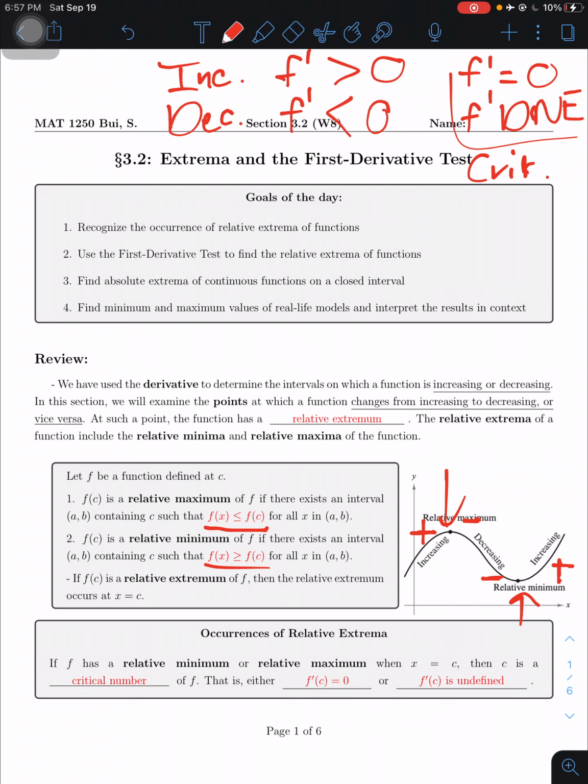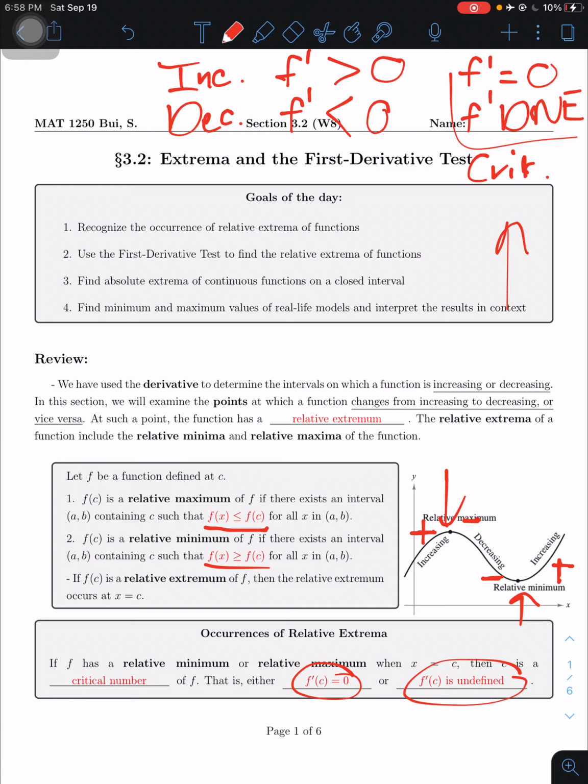Okay, so occurrences of relative extrema: if f has a relative minimum or a relative maximum when x equals c, then c is a critical number of f, that is, either f'(c) is 0 or f'(c) is undefined, right? Just like how we defined the critical numbers in 3.1. Okay, so remember one thing: for relative maximum and relative minimum, the x values have to occur when f' of that x value equals 0 or is undefined.